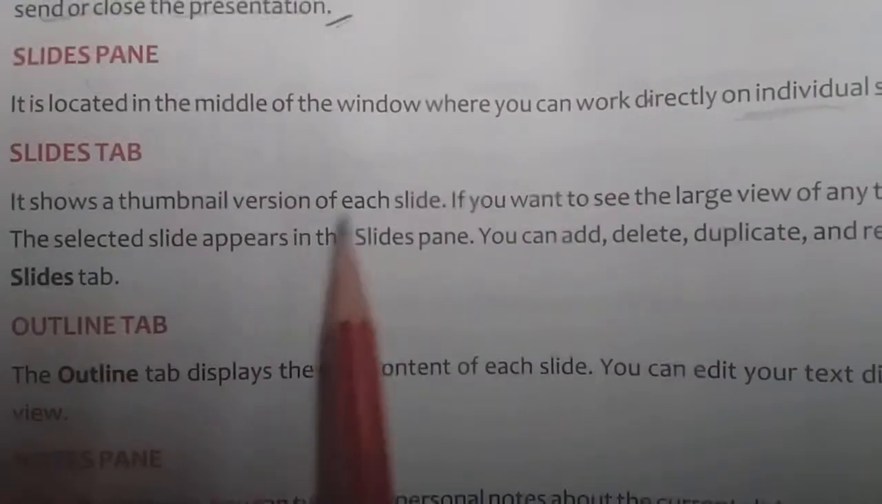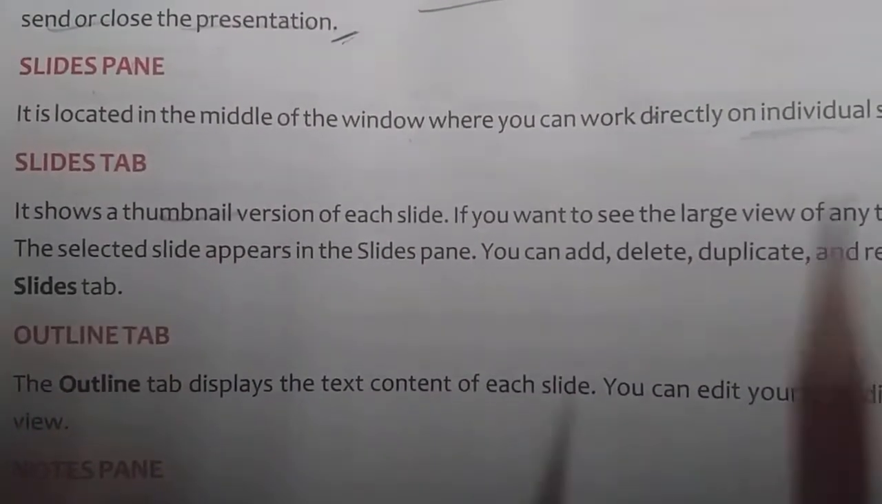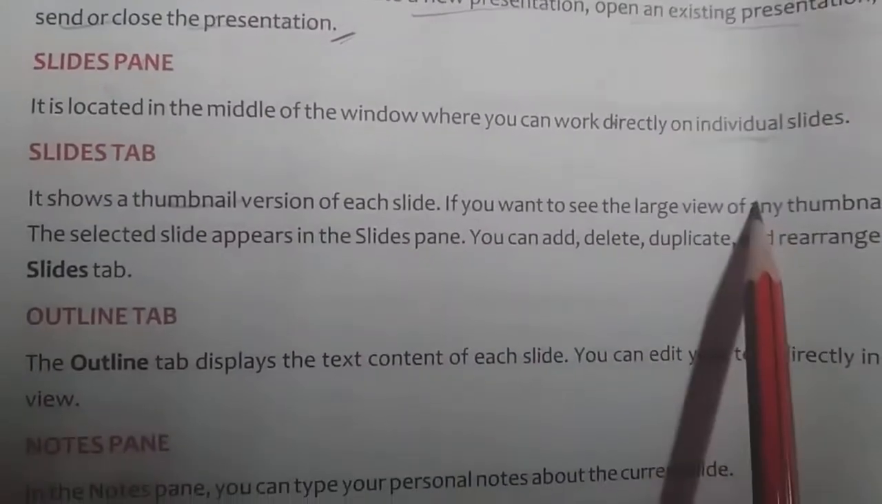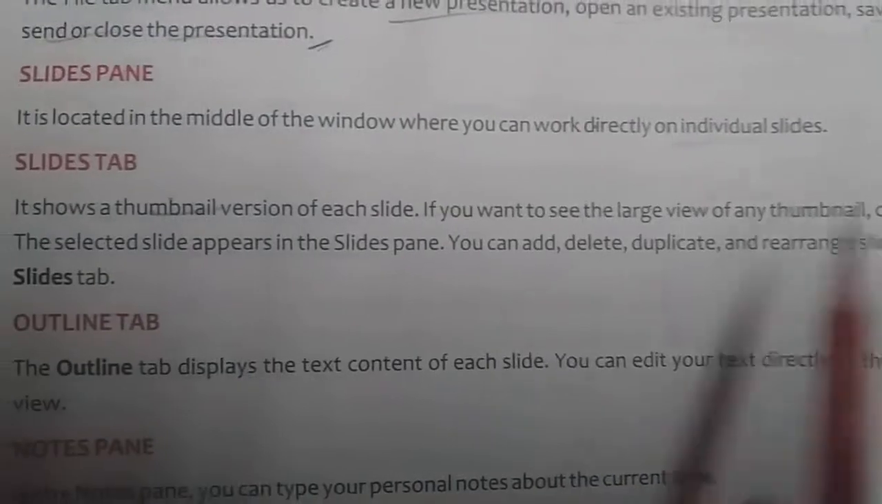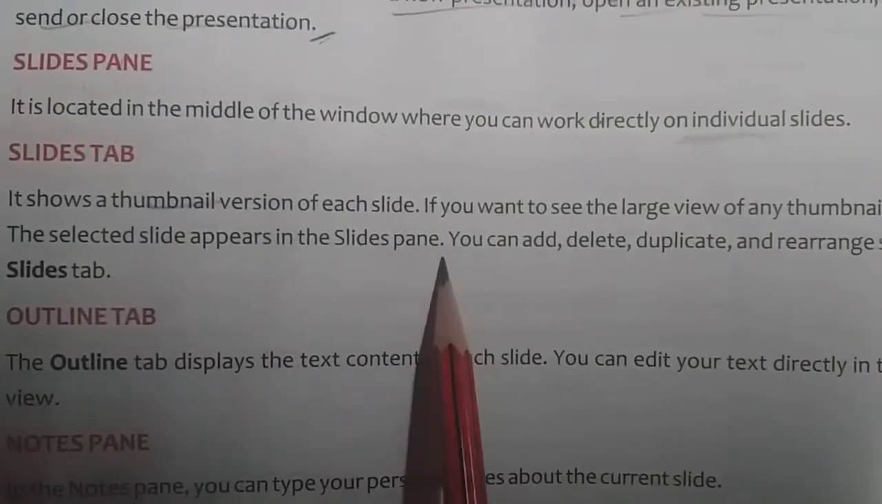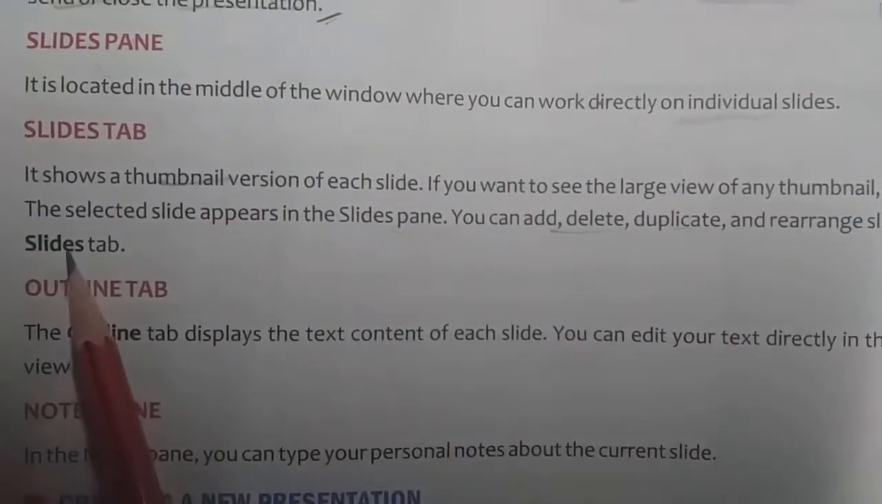It shows a thumbnail version of each slide. Thumbnail means small pictures of slides. So if you want to see the large view of any thumbnail or picture, you have to click on it. The selected slide appears in the slide pane. You can add, delete, duplicate and rearrange slides in the slide tab.